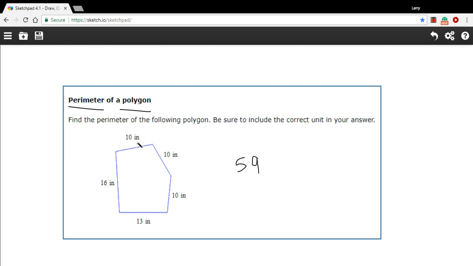And our unit here is going to remain the same. We don't need to do inches squared or anything like that. It's not area. It's just a straight up distance around the outside. So 59 inches is our answer. So that's how to calculate the perimeter of a polygon.